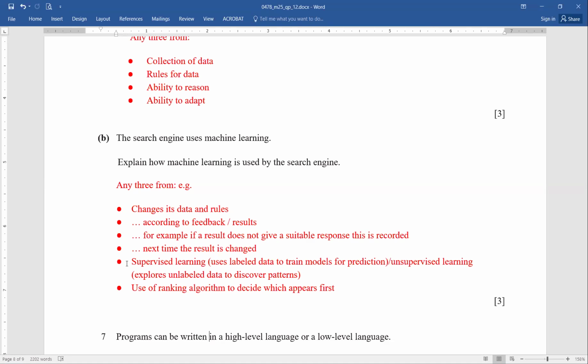Or a student can write down use of ranking. Like, for example, it will decide which is going to appear first. Nowadays we see that the search engine is working on different values all the time, and it is finding out the relevant things and including them in its index. So that is how it is ranking. It is going to see which website should come at the top. So that is the job of the ranking algorithm, to decide which appears first. So a student can write any 3 points and he will be able to score. A 3-mark question regarding machine learning used by the search engine, and this is how you will score the marks.